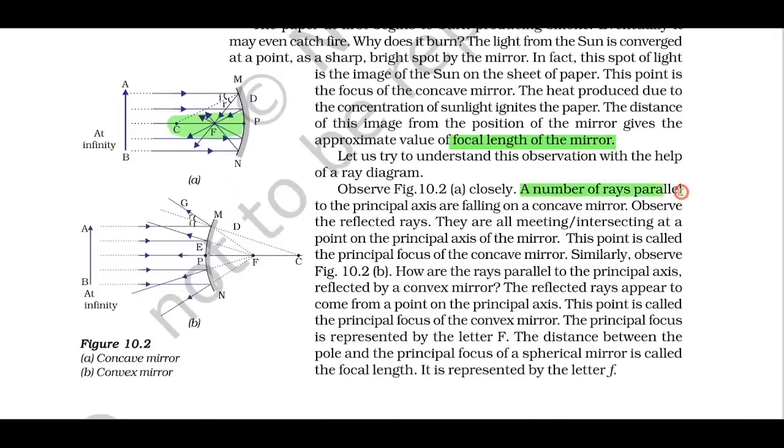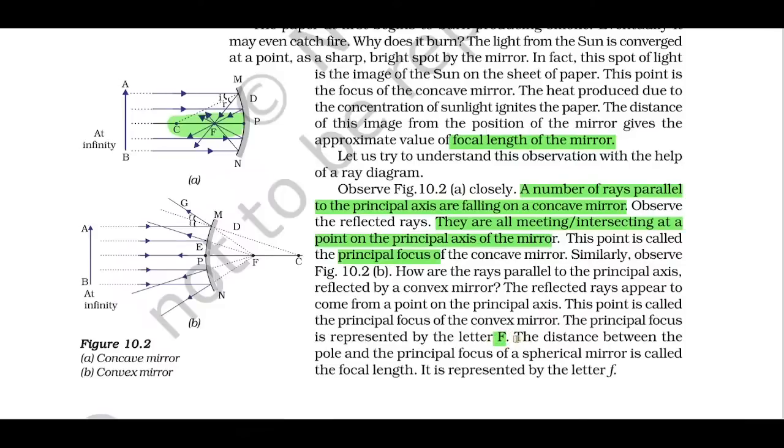A number of rays parallel to the principal axis are falling on a concave mirror. After reflection, they all meet or intersect at a point on the principal axis of the mirror. This point is called the principal focus. The principal focus is represented by the letter F.